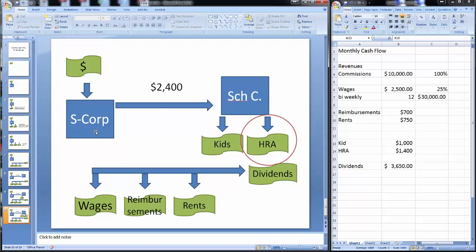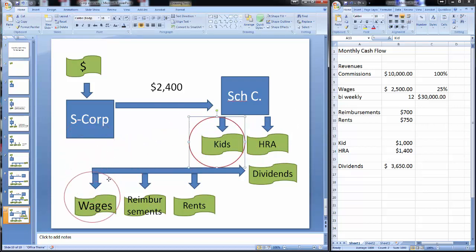So who is the owner of the S corporation? You are. Who is the owner of the Schedule C? You are. Who are the employees of the Schedule C? Your spouse, your kids, or both. Who's the employee of the S corporation? Who's getting these wages? You are, right? So you're the owner of the S corporation, the owner of the Schedule C, and you're also the employee of the S corporation, right? Who are the employees of the Schedule C? The kids and your spouse for the HRA.